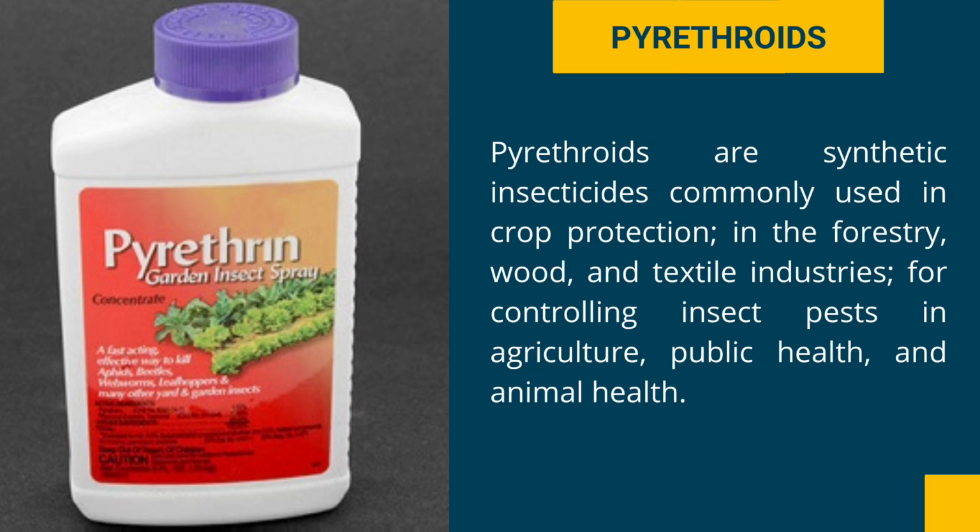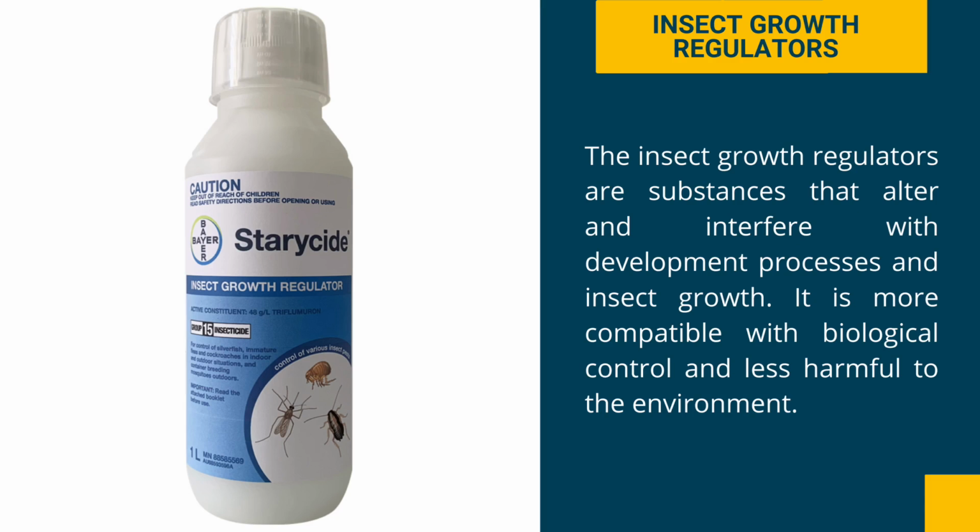Pyrethroids. Pyrethroids are synthetic insecticides commonly used in crop protection. Insect growth regulators. The insect growth regulators are substances that alter and interfere with the development process and insect growth.